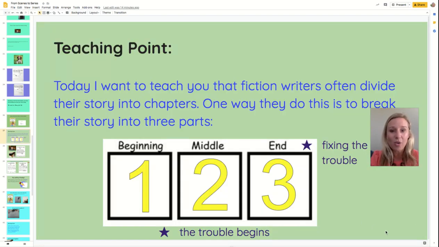Okay, so we know again that we have a beginning, middle, and end. In the beginning, we get to know the characters and we learn more about the setting, who the main character is. And then in the middle, with that second chapter, this is where the trouble really begins. And then at the end, usually chapter three, it's fixing the trouble. So today I really want to teach you that fiction writers often divide their book into chapters. One way we do that is we break it into three different parts: the beginning, the middle, and the end.